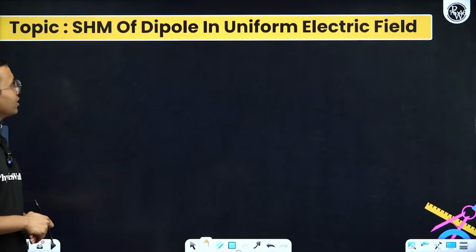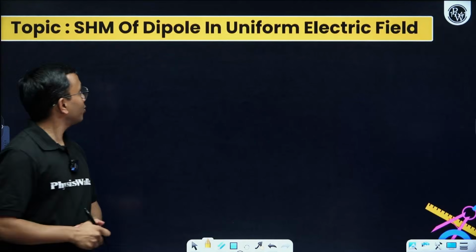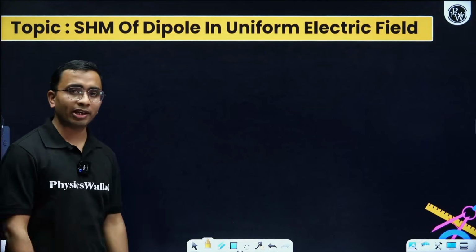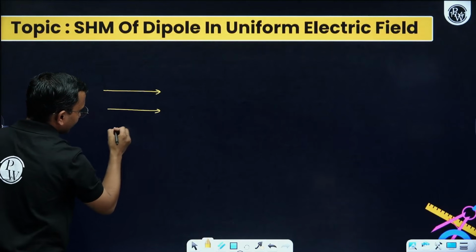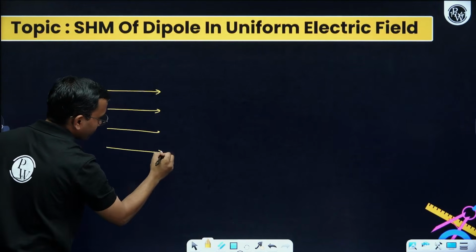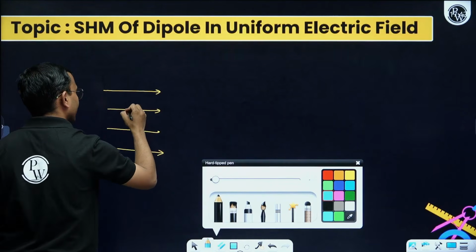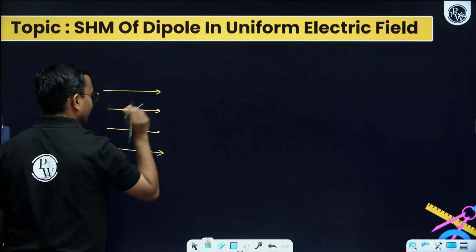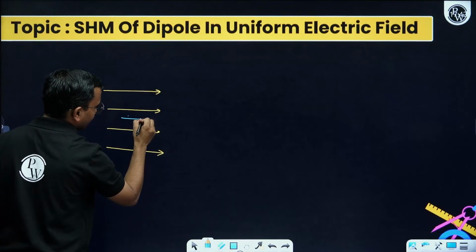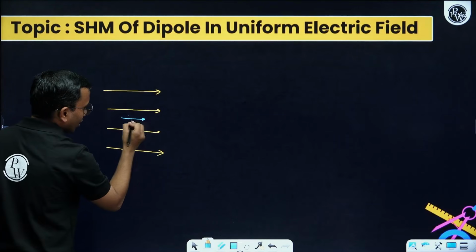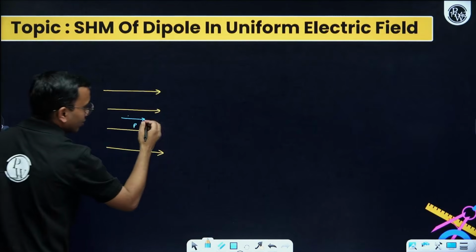And now let us discuss simple harmonic motion of dipole in uniform electric field. So let us discuss now SHM of dipole in uniform electric field. In a uniform electric field, we discussed that the field lines are like this. Let us take the dipole, first, initially I'll take the dipole parallel to the electric field. Let us take the dipole like this. Now here if I ask you what is the torque on dipole, you will say P cross E. The angle is 0, so the torque is 0 in this condition.